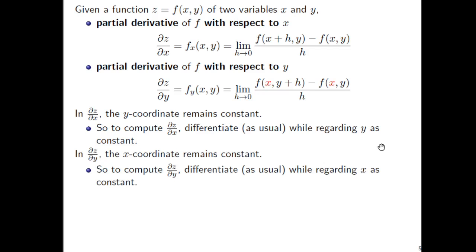And similarly, notice that in the f sub y formula, in the definition, there's the two x's highlighted in red. Notice we're evaluating the function once before the minus sign and then once after the minus sign, but the x coordinate remains x, right? It remains constant. So to compute dz over dy, you differentiate as usual while regarding x as a constant.